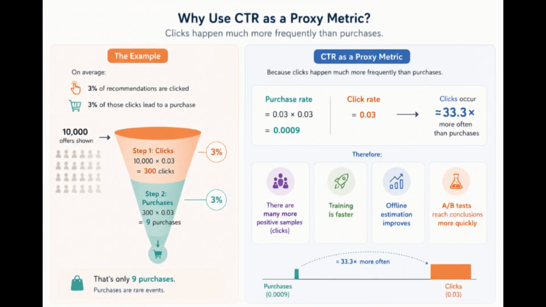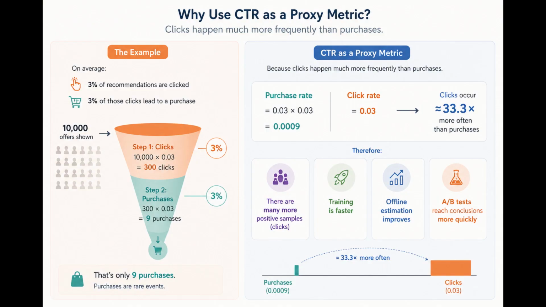But if we use CTR as a proxy metric, because clicks happen much more frequently than purchases, purchase rate equals 0.0009, click rate equals 0.03. That means clicks occur approximately 33.3 times more often than purchases. Therefore, there are many more positive samples. Training is faster, offline estimation improves, and A/B tests reach conclusions more quickly.